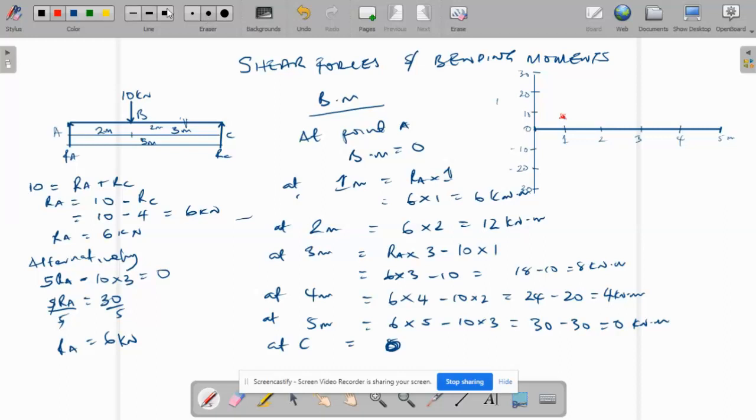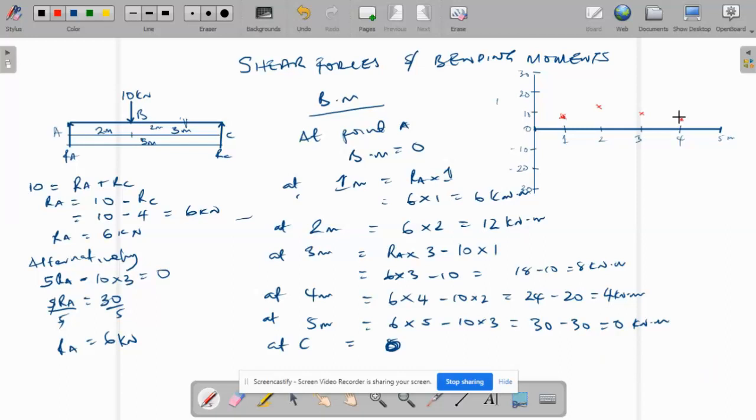The next one is at 2 meters. We have a total of 12 kilonewton positive. After 10, we should have 12 somewhere here. At 3 meters, we have 8 kilonewton, so here we have 8, going down a bit, because 8 is less than 10. Then at 4 meters, we have 4, which is also less than this. So we should have 4 here, at 4 meters.